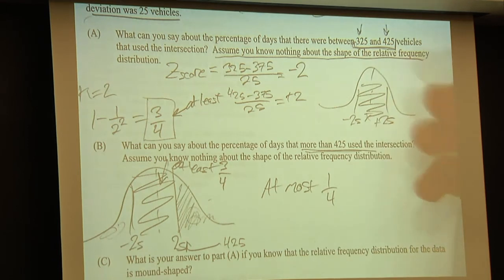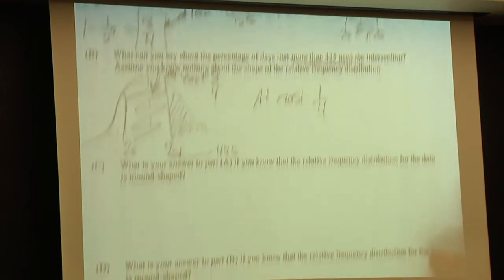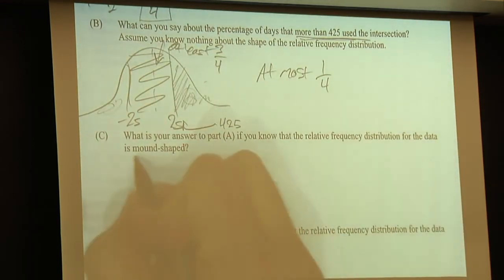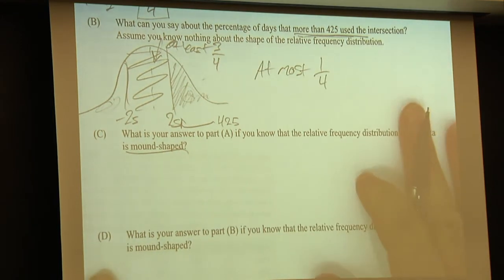It would be the same thing because we're the same number of standard deviations away. Is that making sense? Good. So now we know this is mound-shaped. So what rule can we use? Empirical. Awesome. So if we know it's the empirical rule, we already did our z-scores up here.